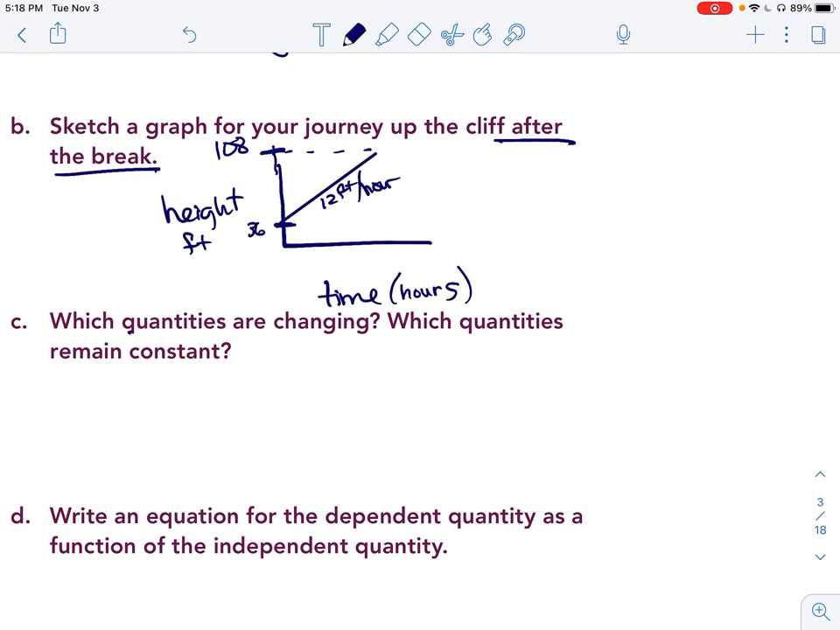Okay, which quantities are changing? Okay, the changing quantities, the time and the height. Okay, which quantities remain constant? The constant is the 12 feet per hour.